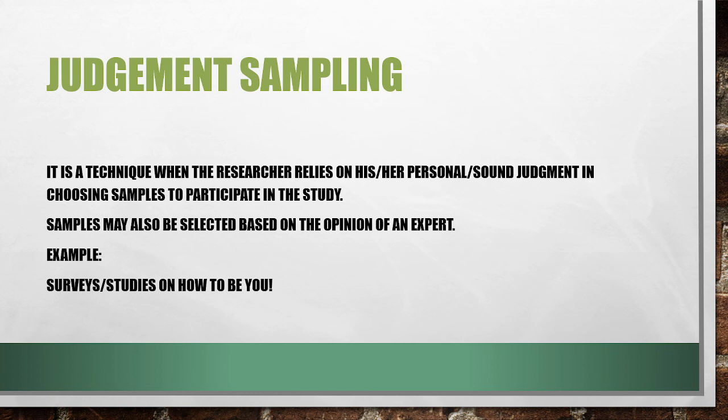We have four random sampling techniques, which are simple random sampling, systematic sampling, stratified random sampling, and cluster sampling. And for the non-random sampling, we have convenience sampling, purposive sampling, quota sampling, snowball sampling, voluntary sampling, and judgment sampling. So in that, I will be ending the video for now.